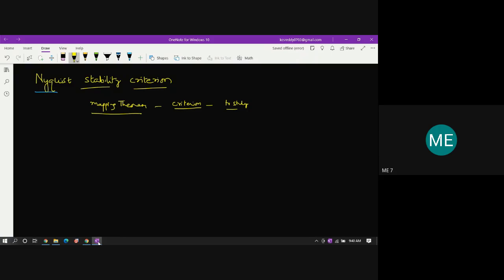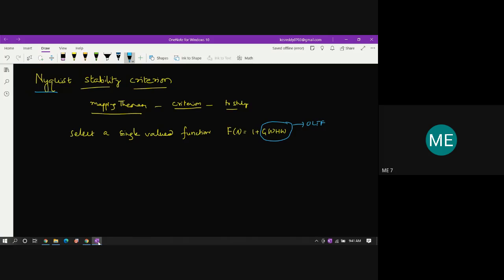So he has suggested that we select a single valued function, which we mentioned in the last class, that is F of s, which is equal to 1 plus G of s into H of s, where G of s H of s is nothing but the open loop transfer function.